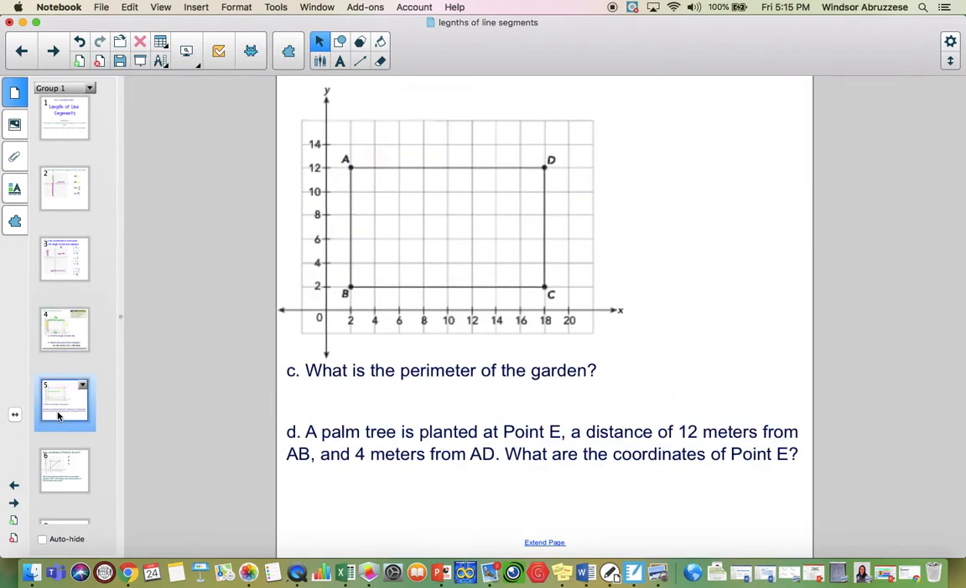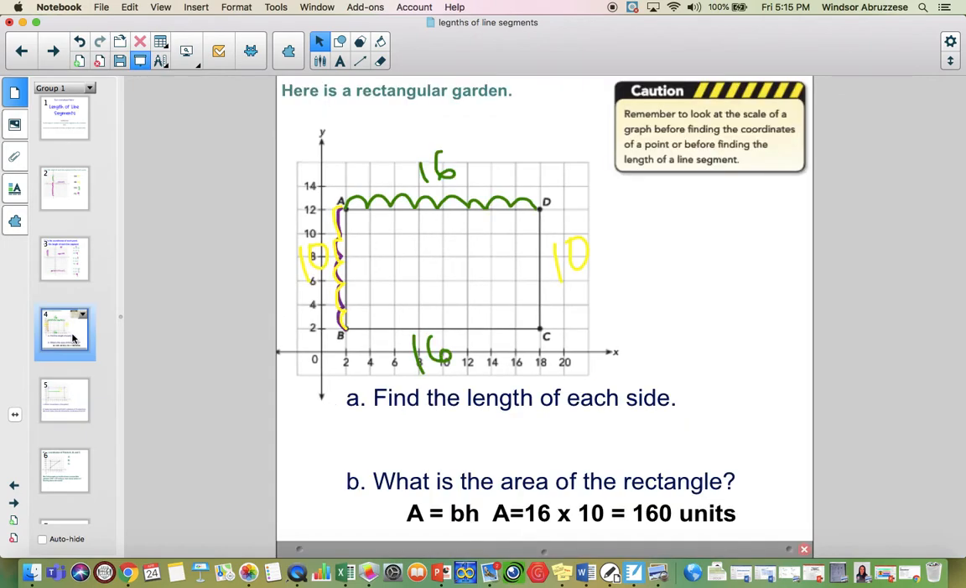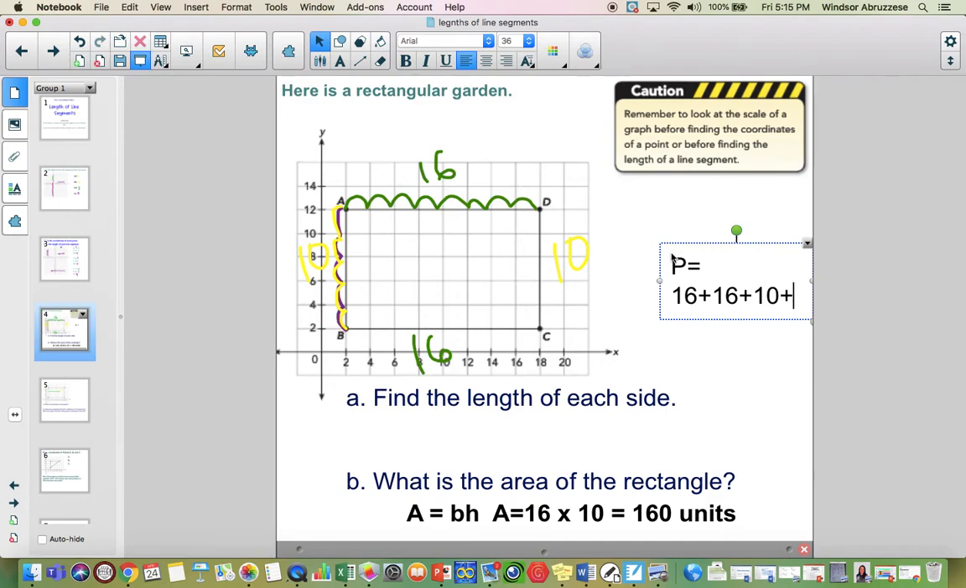The next slide is a continuation of the problem. It's asking, what is the perimeter? So actually, let's go back and we'll just find the perimeter here. If area is base times height, perimeter is when we add up all the sides. So to find the perimeter, I'm going to just do that over here instead of the next slide. I'm going to add 16 plus 16 plus 10 plus 10. So I know that 10 plus 10 is 20, plus 16 plus 16 is 32. And what is, 32 plus 20 is 52 units is the perimeter.